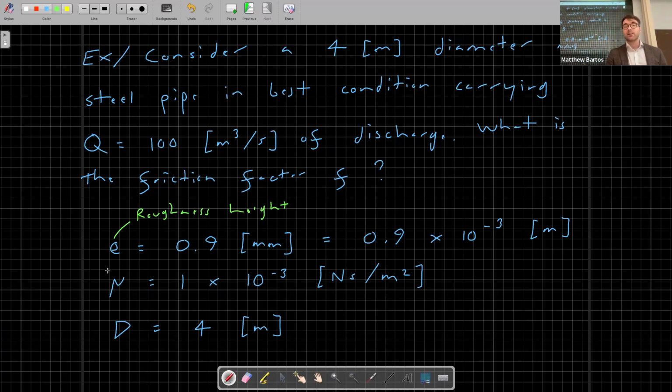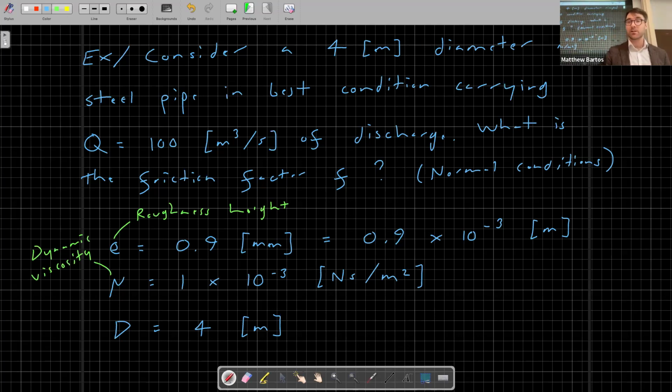We had to specify, what is this value here? What does mu stand for in this class? Viscosity. So this is the dynamic viscosity. And we found the value for dynamic viscosity for our temperature conditions. So this was under normal conditions of 20.2 degrees Celsius, 716 millimeters of mercury ambient pressure. And our dynamic viscosity was 1 times 10 to the negative third Newton seconds per meter squared. And our diameter is 4 meters.